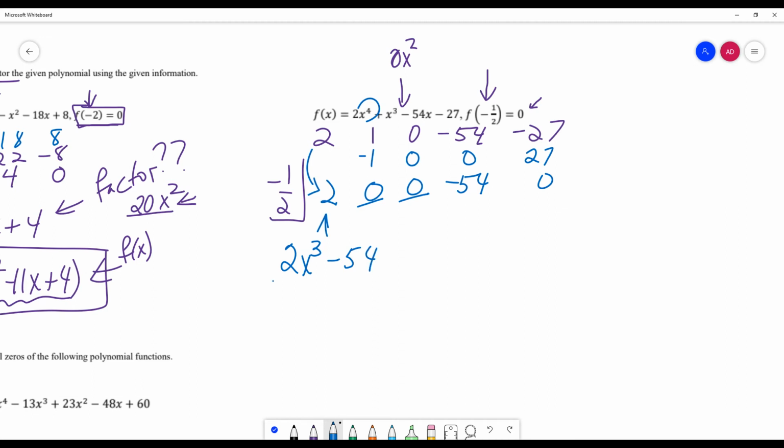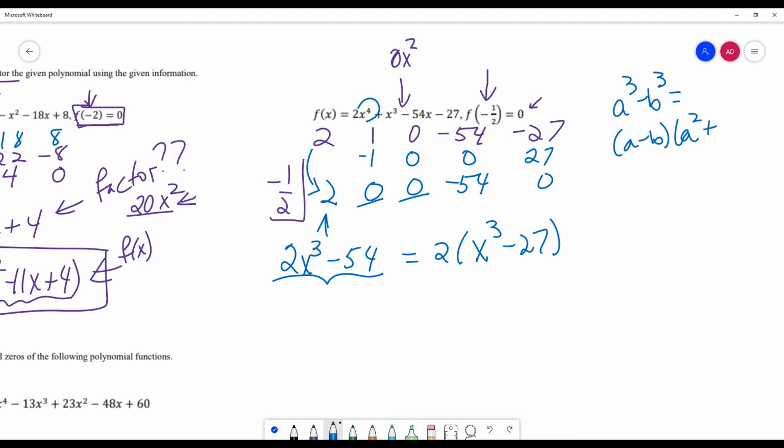But check this out. I can factor this. I factor out a 2, and I'm left with x cubed minus 27. Whoa, wait a minute. You might be remembering that can be factored. Difference of two cubes, I know. Super fun is what I've got to say. So difference of two cubes, a cubed minus b cubed. The a is my x. The b is my 3. So now I'm just plugging it in and kicking it out.